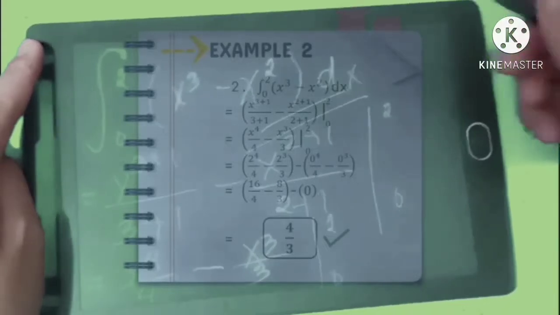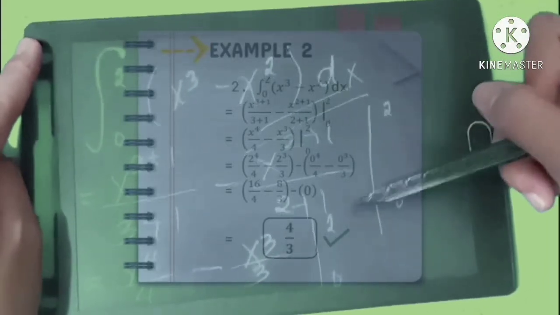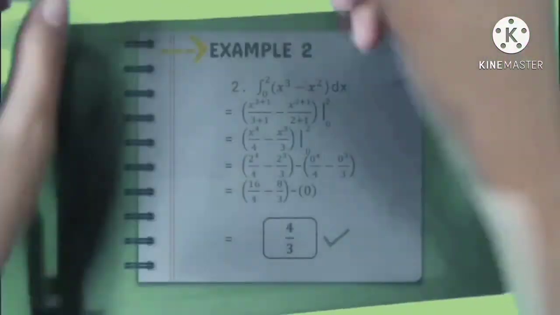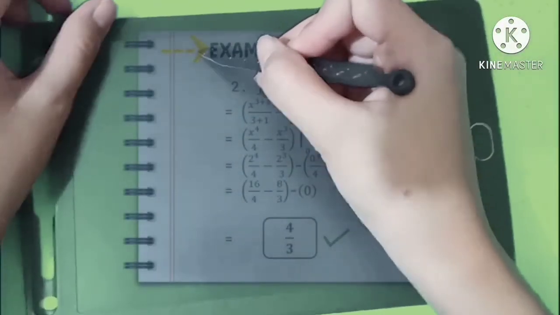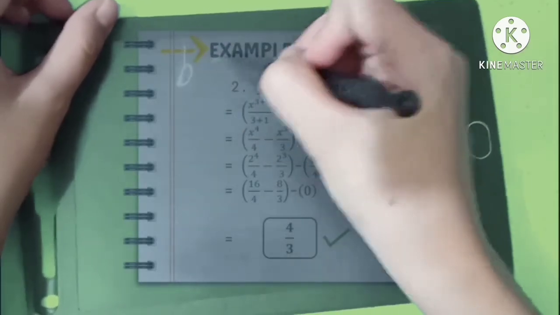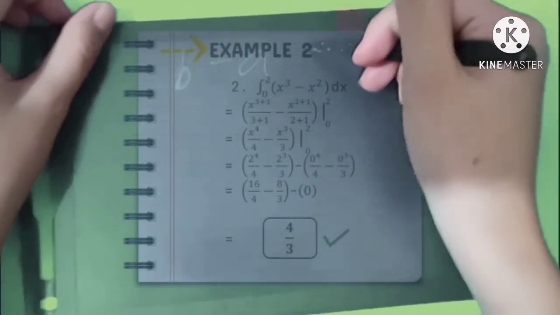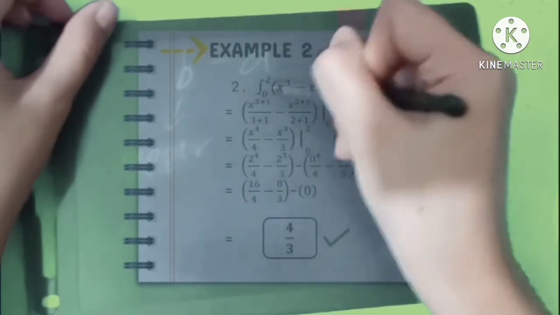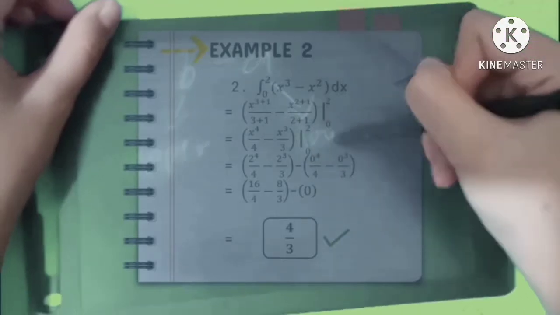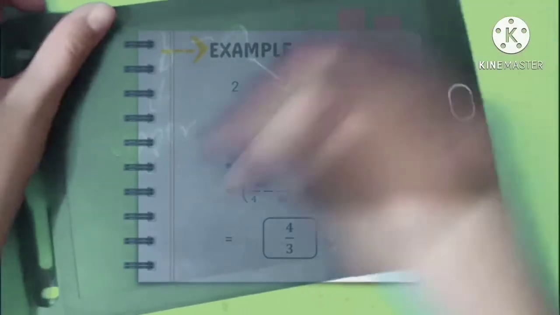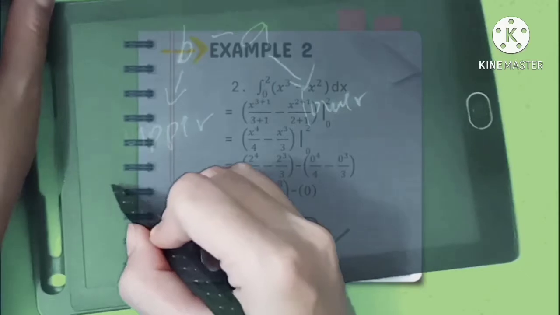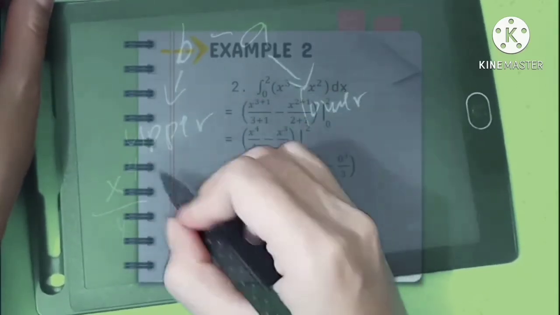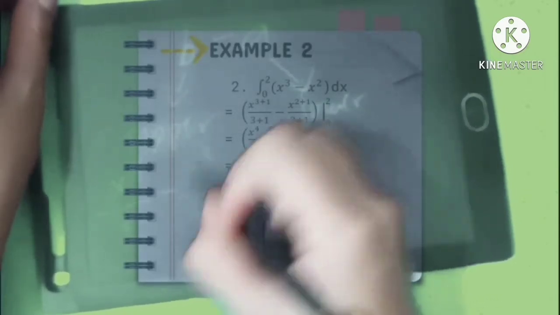So, i-rewrite natin. Substitute na natin yung upper limit sa mga x, tsaka yung lower limit. So, remember na sa formula natin, b minus a. Diba? So, yung b, this is the upper limit. Ito naman yung lower limit. So, ayan. Try na natin. Substitute. Diba, meron tayong x to the 4th power over 4 minus x cubed over 3.